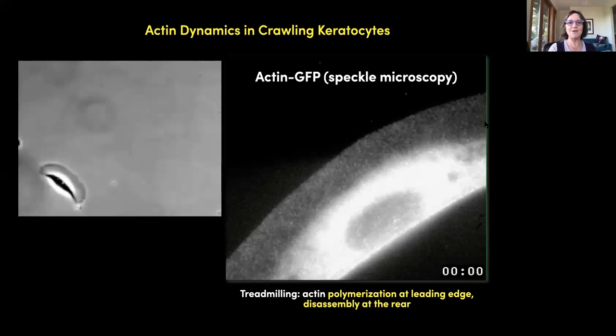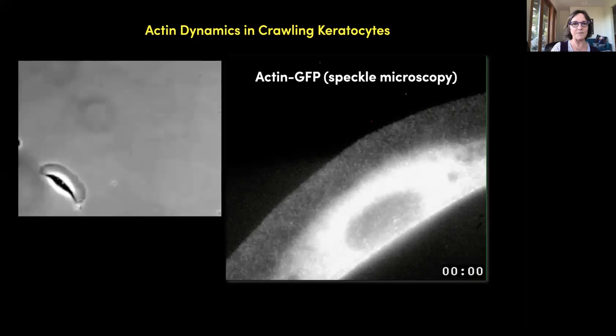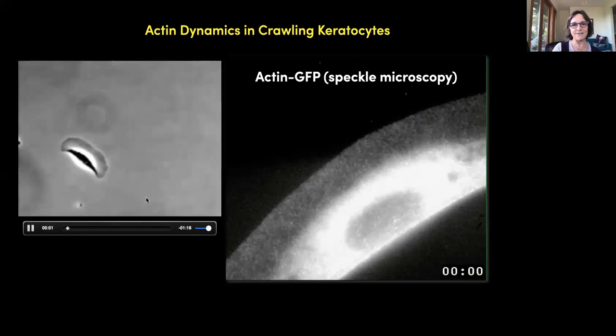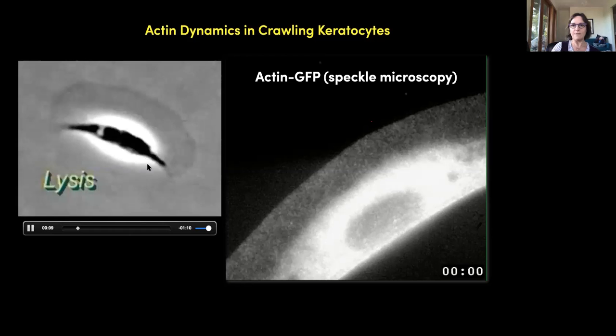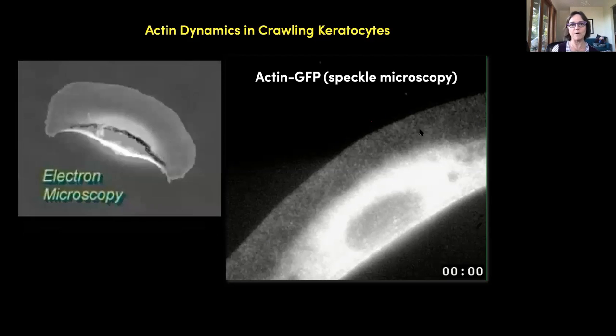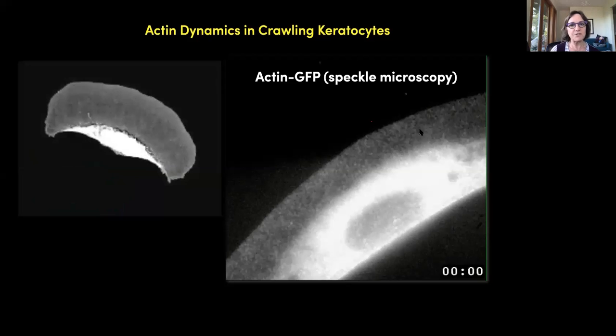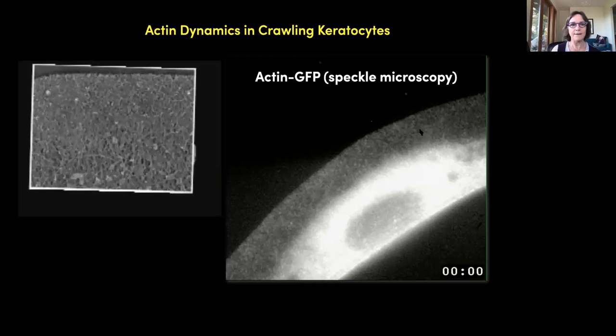All right, so the other thing that movie showed, sorry, there's a lot going on in this movie, is that at the leading edge of the cell, you can't see it by light microscopy, but we know from electron microscopy that the actin at the leading edge of the cell is in this branched network. I'll show you other images to highlight that, and then I'll describe how those networks form.